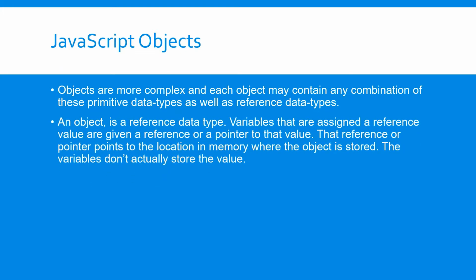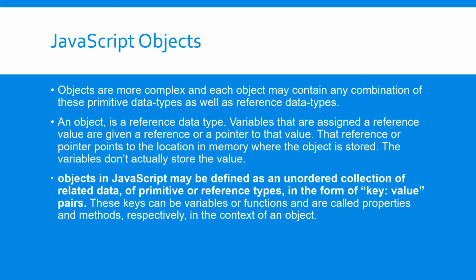Objects are more complex and each object may contain any combination of these primitive data types as well as reference data types. An object is a reference data type. Variables that are assigned a reference value are given a reference or a pointer to that value. That reference or pointer points to the location in memory where the object is stored. The variables do not actually store the values.